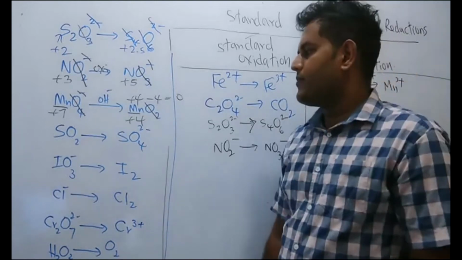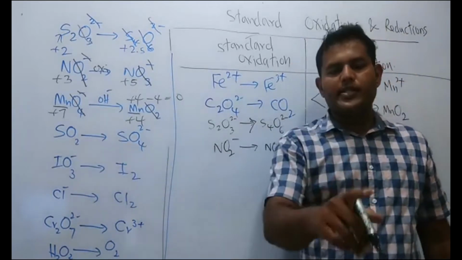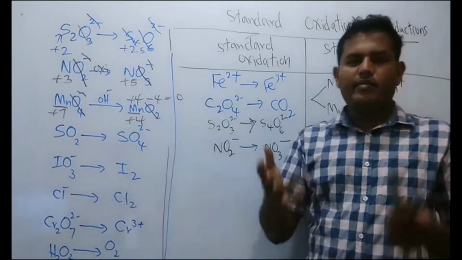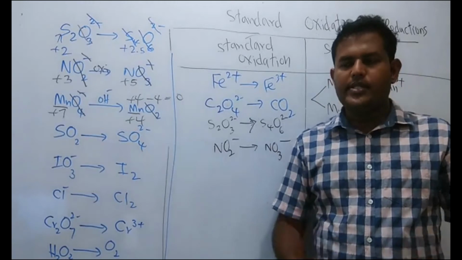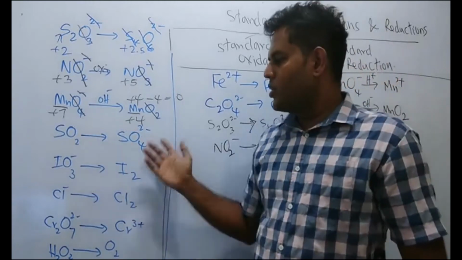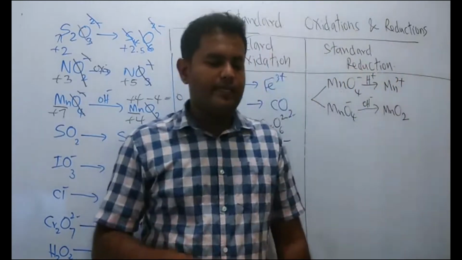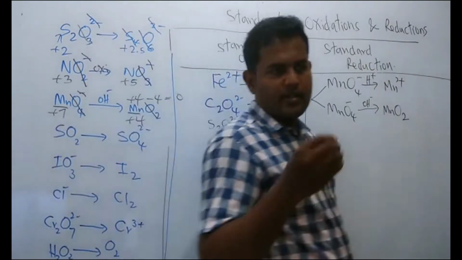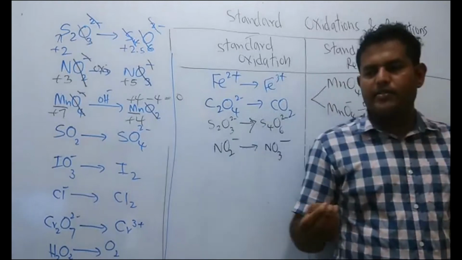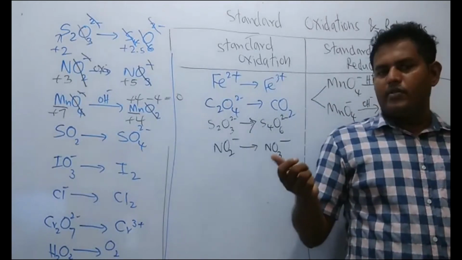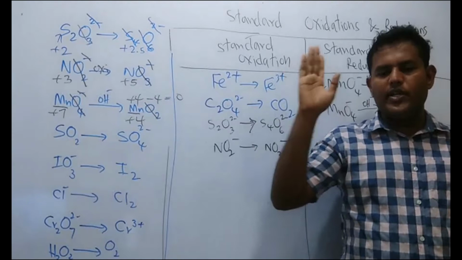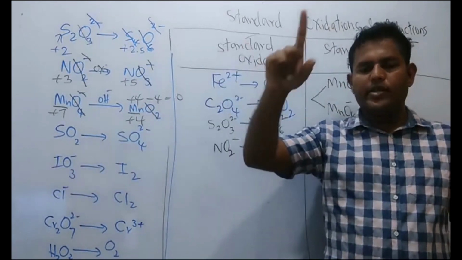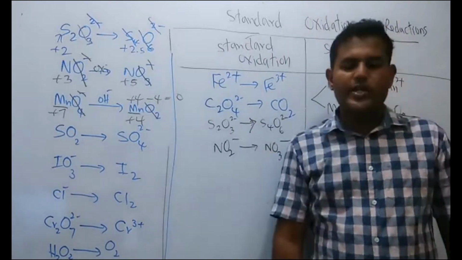SO2 to SO4 2 minus, oxidation or reduction? What is the proof? Yes, send the answer. SO2 to SO4 2 minus. Why are we saying it's oxidation? Can you mention the oxidation difference? Which atom are we considering for the oxidation? Definitely the electropositive atom. Oxygen and sulfur: sulfur is electropositive.